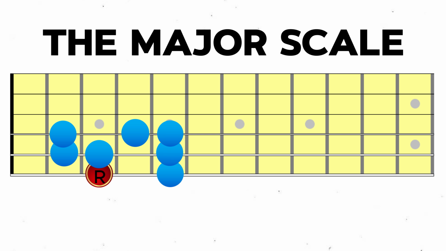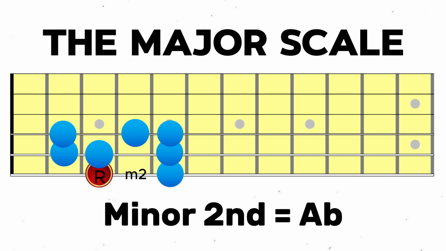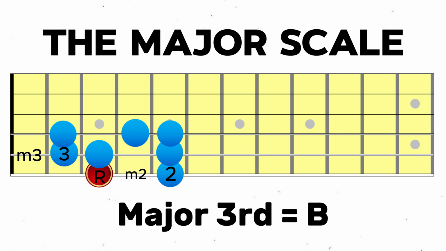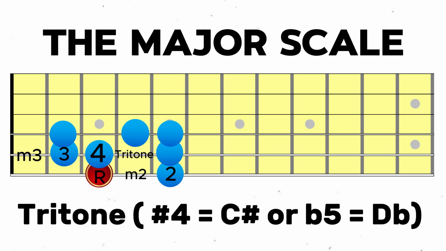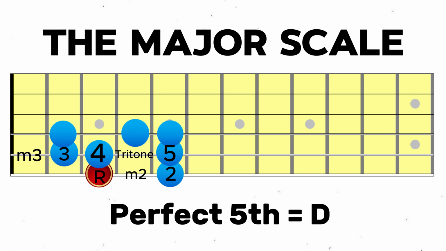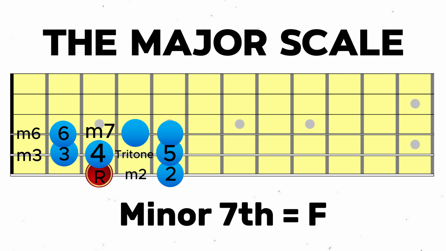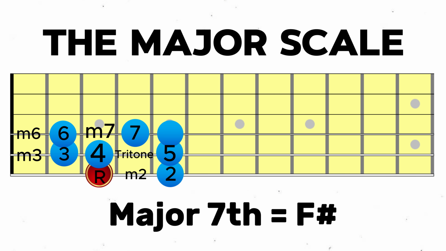So let's put all these intervals together, starting from the root, minor second, major second, minor third, major third, perfect fourth, tritone, perfect fifth, minor sixth, major sixth, minor seventh, major seventh, and octave.